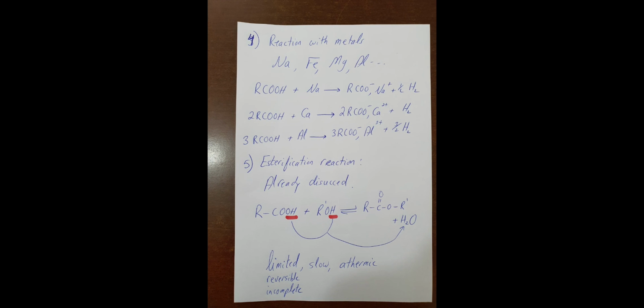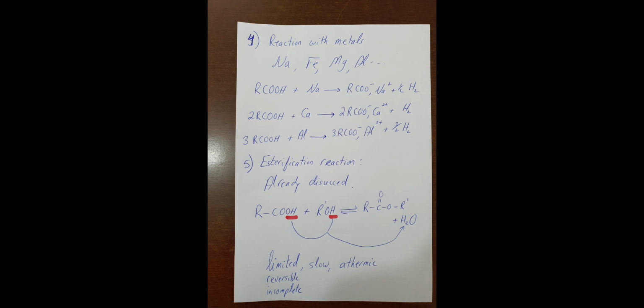Now, number 4, we've got the reactions with metals, ladies and gentlemen. Metals such as sodium, iron, magnesium, aluminum, and so on and so forth. I chose 3 metals, the sodium and the calcium and the aluminum. As we know, sodium belongs to column 1, so when it turns into an ion, it produces Na+. Calcium belongs to column 2, so when it changes into an ion, it becomes Ca2+. And Al belongs to column 13 or group 3, so when it converts to an ion, it becomes Al3+.